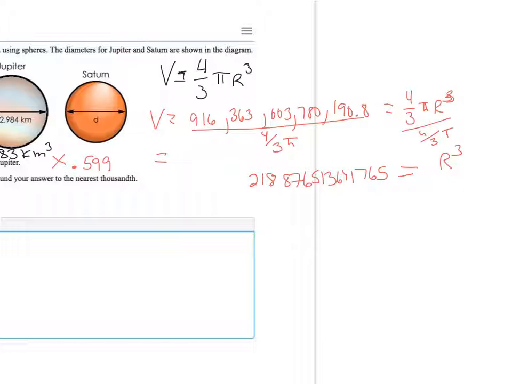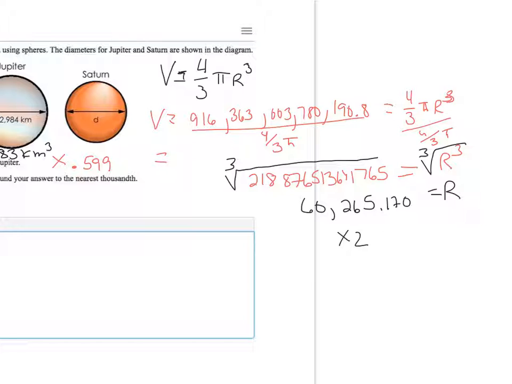And now, to get rid of a square, we take a square root. To get rid of a cube, we use what's called a cube root, which is a function on your calculator. So we'll take the cube root of both sides, and that will give me the radius of this planet. So the radius of Saturn is going to be 60,265. We're going to the nearest thousand, so that would be 0.170. So for the diameter, I would just double that. So times 2, the diameter of Saturn is 120,530.340 kilometers.